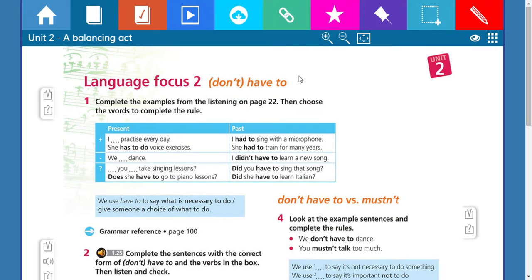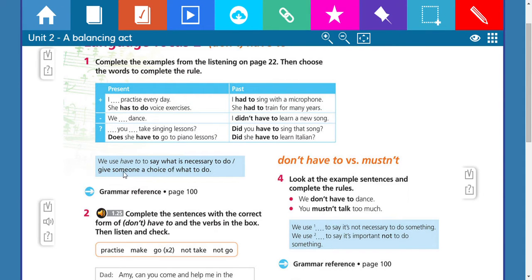Okay, thank you. Here it says the rule. We use have to to say what is necessary to do, or to give someone a choice of what to do. Here I have two rules. Choice is like an alternative. So in the case of have to, we say what is necessary to do. Something that is necessary.